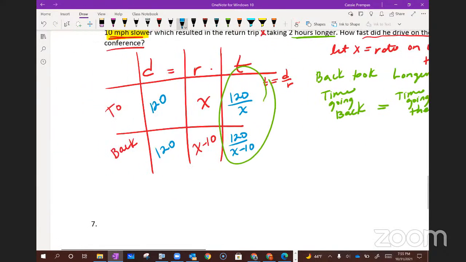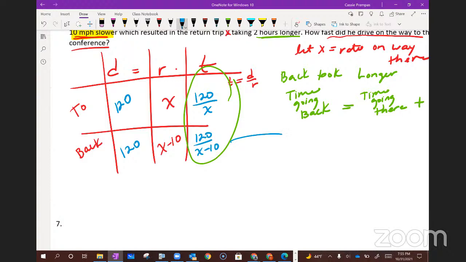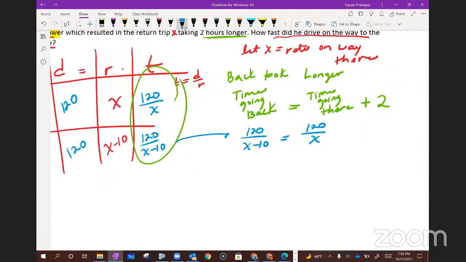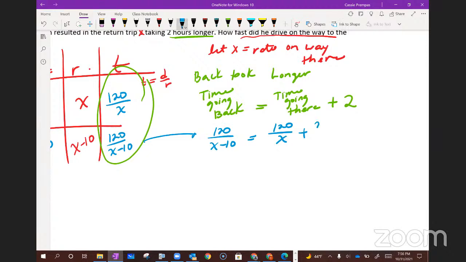And we have the time going back, which is 120 over x minus 10, is going to equal the time going there, 120 over x plus 2. And I'm just going to go ahead and call that 2 a 2 over 1, because I know I'm going to have to multiply by the least common denominator. What would that be in this case? x times x minus 10.